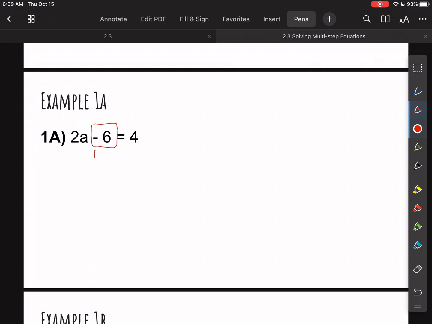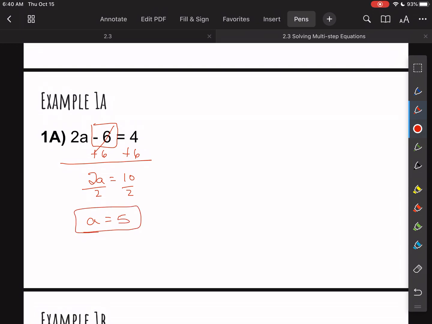Okay, so I'm going to add 6 to both sides by performing the opposite operation. That makes this go away. So now I have 2a is equal to 10. Then I want to divide both sides by 2 to get a by itself. A then is equal to 5.